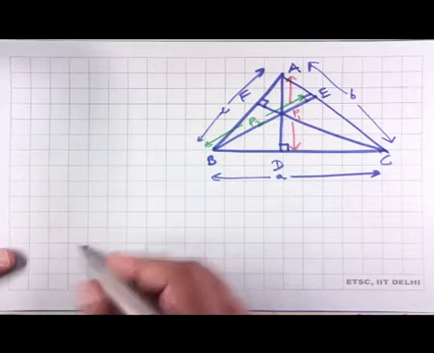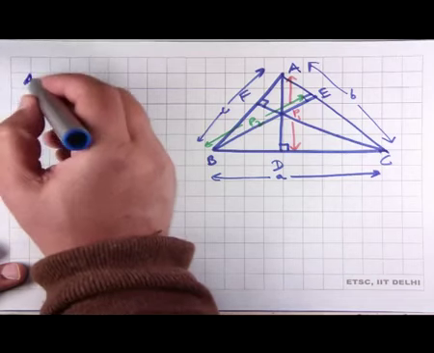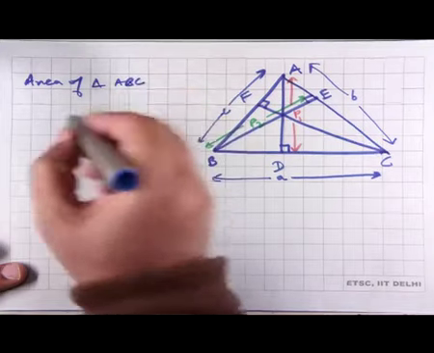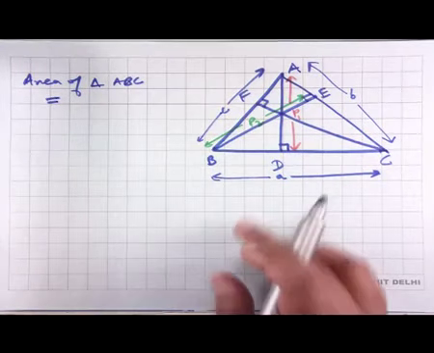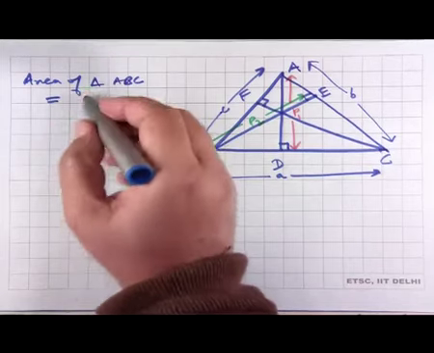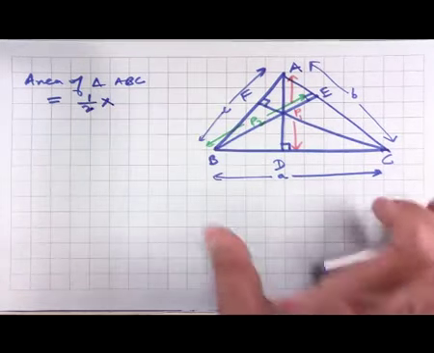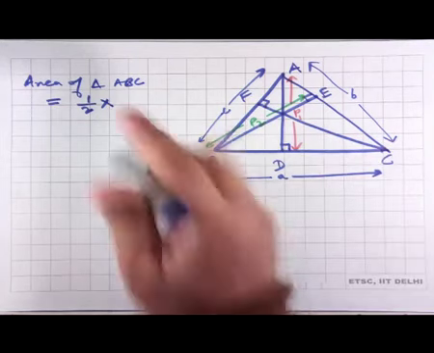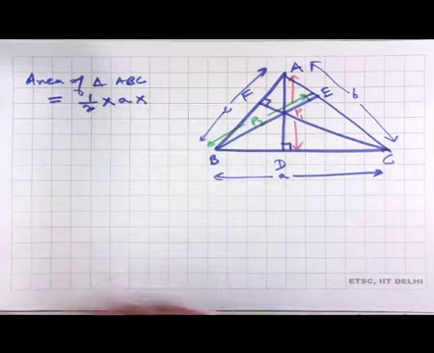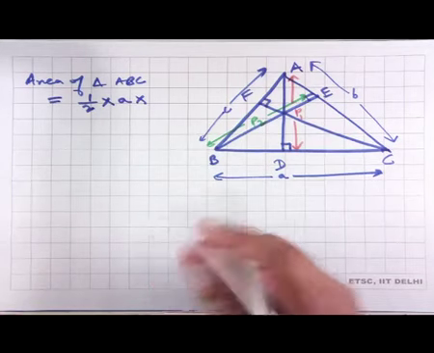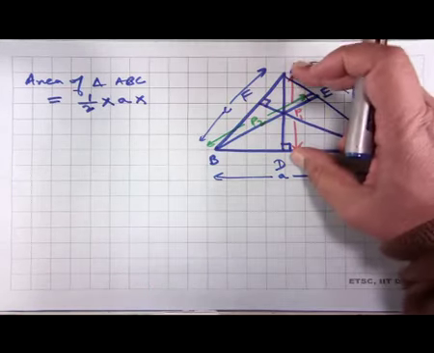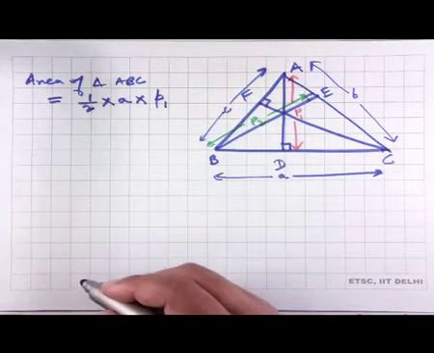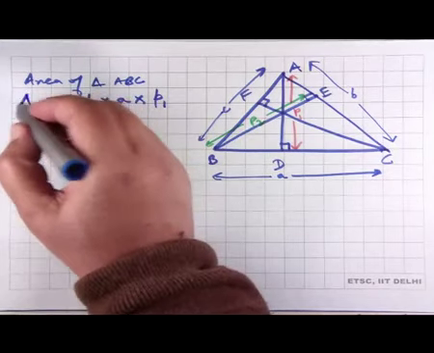Now, the area of this particular triangle ABC equals half into base. So, let us take the side BC as the base. So, half into A times the height, which is going to be this length P1. So, I will denote the area by delta.